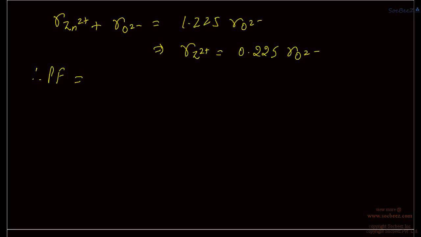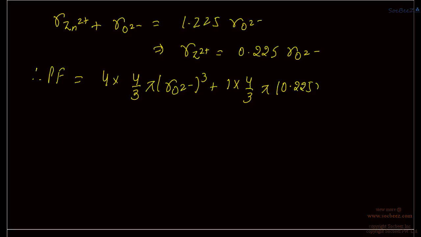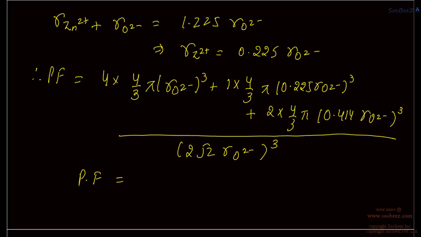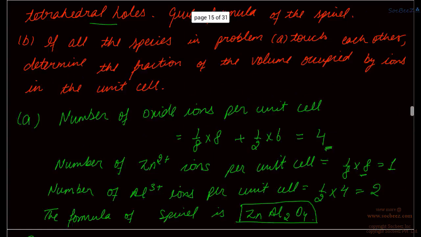So packing fraction equals 4, the total number of oxide ions, into 4 upon 3 pi R O2 negative whole cubed, plus 1 into 4 upon 3 pi 0.225 R O2 negative whole cubed. This is the case of zinc. Plus 2 into 4 upon 3 pi 0.414 R O2 negative cubed. This is the case of aluminium. Upon a cube, that is 2 root 2 R O2 negative whole cubed. So after solving it, we get the value of packing fraction as 0.77. Therefore packing efficiency is approximately 77%.